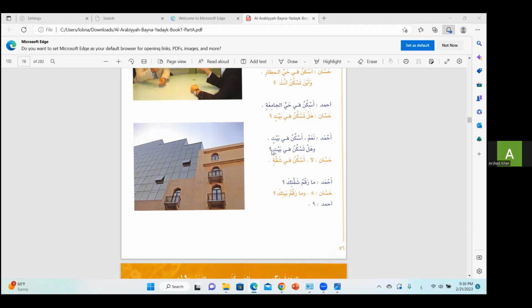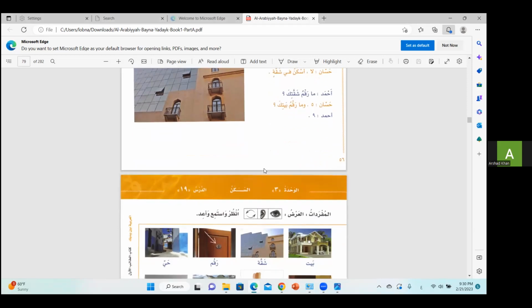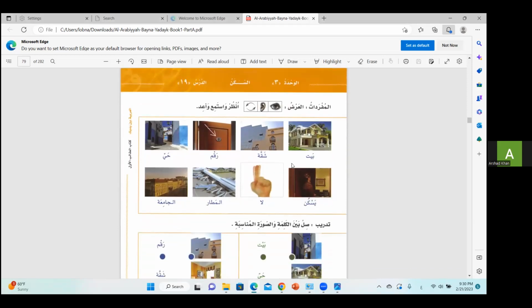Let's move to the next one because this will give you exposure to verbs more and more. بيت means house. مفردات is basically your vocabulary. العرض is display, the words we have covered. شقة, apartment. رقم, number. حي, community, area. يسكن is he lives. So if I want to say I live, أسكن. لا, no. مطار, airport. الجامعة, the university.